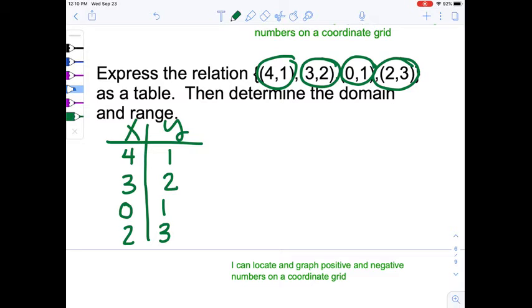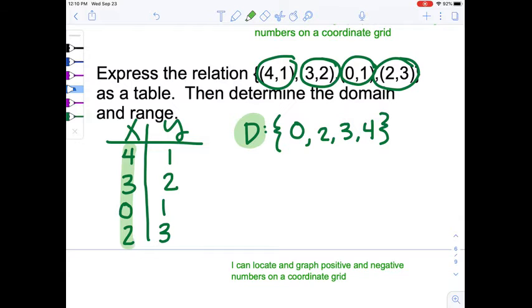So all we did was we took those ordered pairs, broke them up into a table of x and y, and then we need to determine the domain and range. So remember, the domain is all of the x values sorted from least to greatest. And we do domain with these fun little squiggles and then the numbers in between. So 0 is our smallest, then we have 2, 3, 4. And again, oops, I forgot my little squiggle there. I got my domain values from my x column.